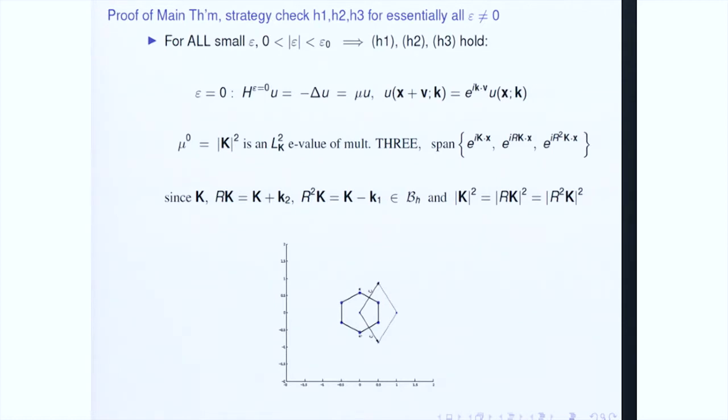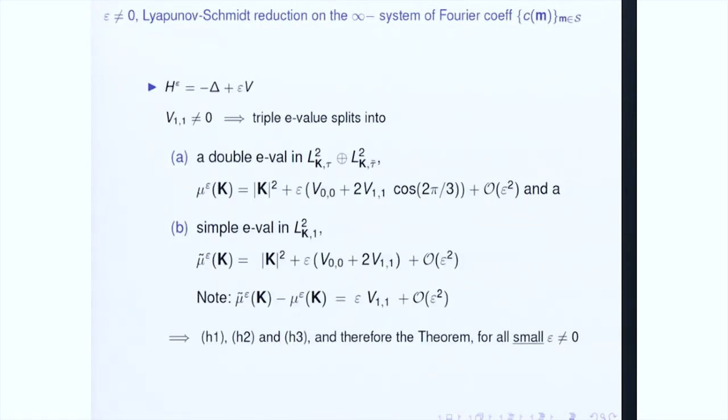So this is the free problem. It's just Laplacian u is equal to mu u. And the fact that this rotation matrix just preserves length, and this particular geometry of the hexagon gives us that there is a triple eigenvalue. Now, you could check perturbatively that that triple eigenvalue splits into a double eigenvalue and a single eigenvalue.